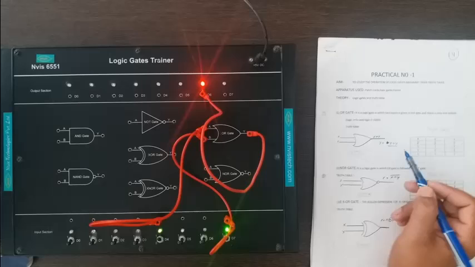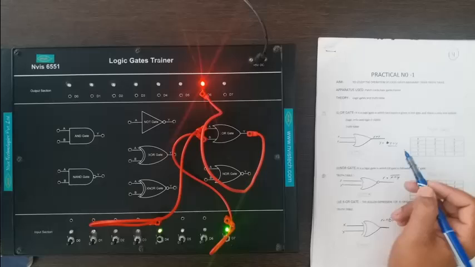So verify this one. 0 0, your output should be 1 or high. 0 1, first input is 0, second is 1, your output should be 1. 1 0, your output should be high. 1 1, your output should be 0 or low. So this is your NAND gate.